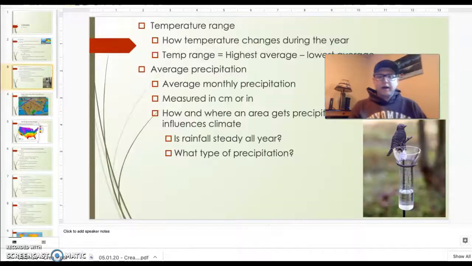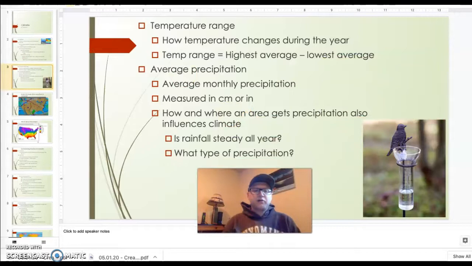The other thing they talk about when discussing climates of an area are the average precipitation. So the average precipitation is just the same as you calculate temperature, only you're looking at how much rain or snow you get. So you would put out a rain gauge like this bird is sitting on over here, and you would measure how much rain you get each day. Then you would take your average, maybe for the month. So maybe you measure the rain each day for the month of April, and then you divide by 30, and that would be your average precipitation.